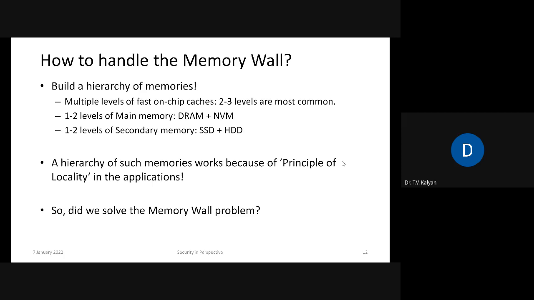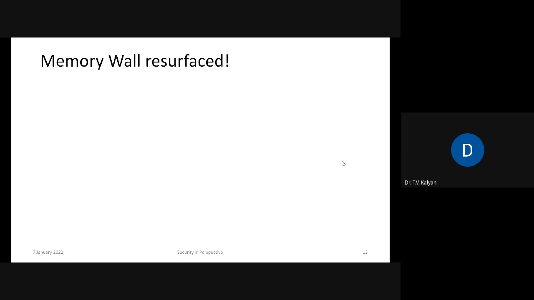So heavily building on the principle of locality, the entire memory hierarchy was built, and this to some extent has solved the memory wall. But what happened was this is not sufficient. And during the time frame when we moved from the single core to multi-core, the memory wall has resurfaced.